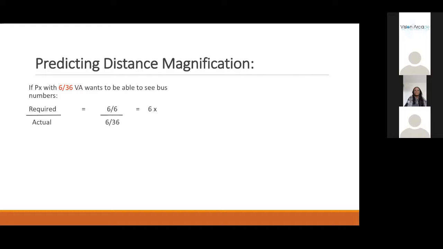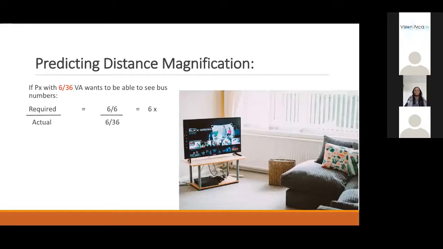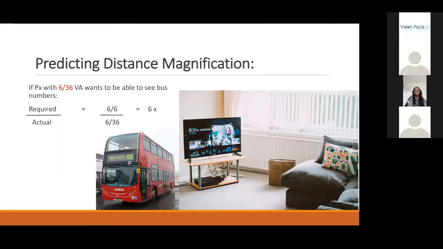So, predicting the distance magnification. This is comparing what the patient can already see to what the patient wants to be able to see. Typically, if someone's watching TV, you're looking at around 6/12 being required. But if they're wanting to be able to read bus numbers, that would probably be about 6/6. So you do the required VA over the actual or current VA, and that gives you the magnification.